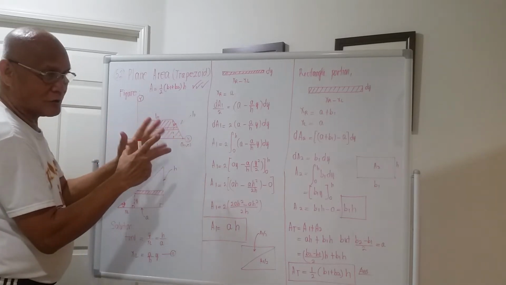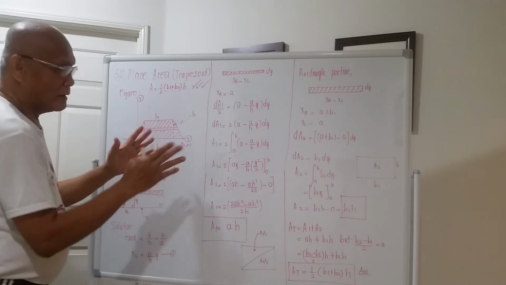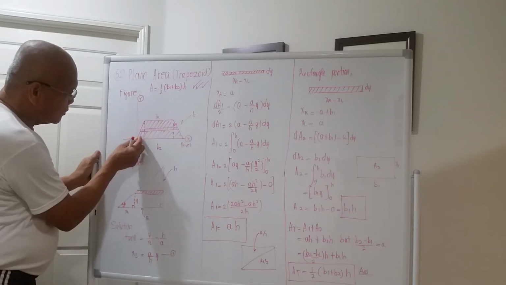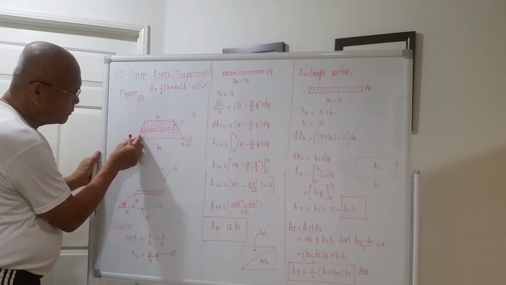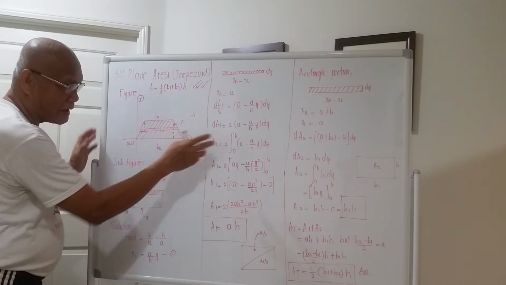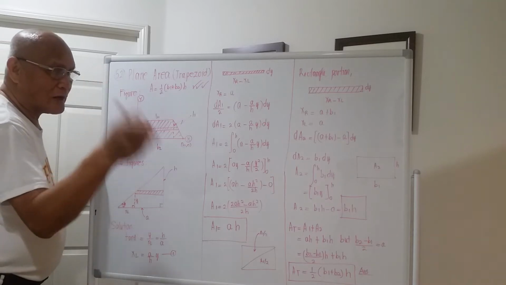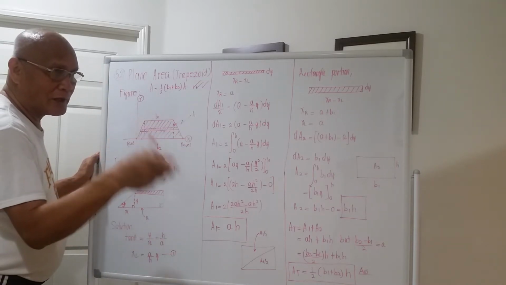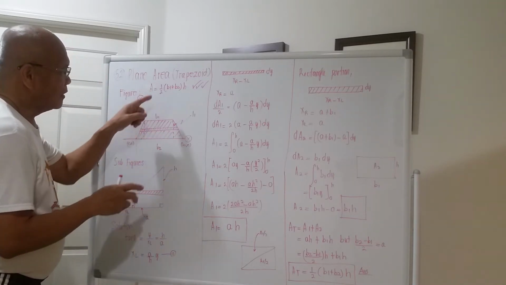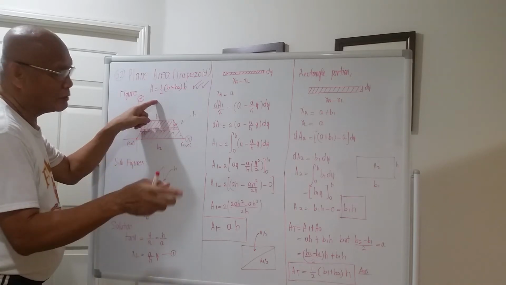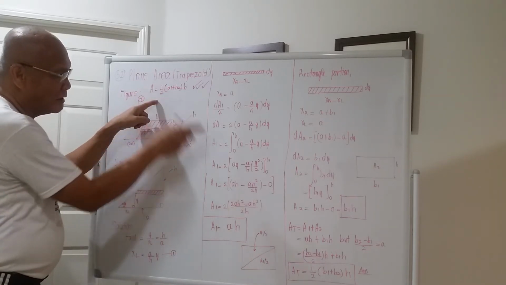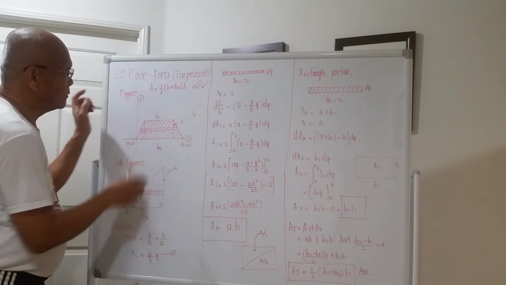This is an isosceles trapezoid, meaning it's symmetrical. The triangle portion on the left will be equal to the triangle portion on the right. It's symmetrical. We will derive the formula. I will give you the formula now, then later on, we will see if this formula is what comes out in our solution.